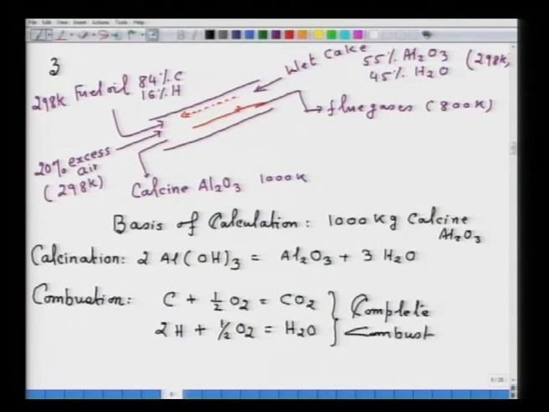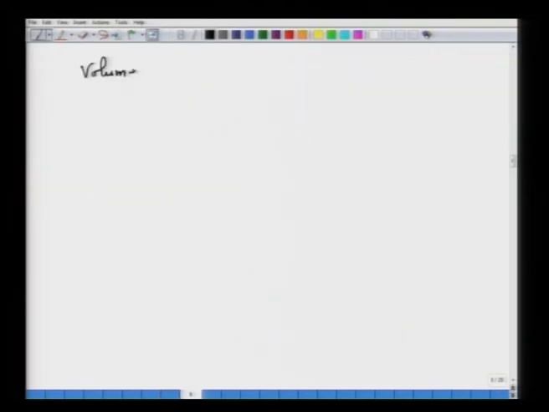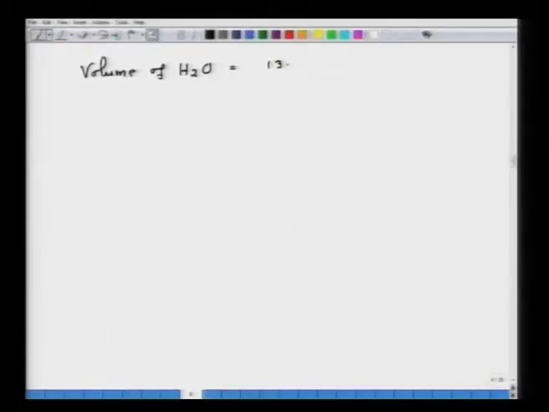It is the complete combustion. So, let us now calculate the volume of H2O in flue gas. That will comprise the volume of hydrogen, that is combustible to H2O, plus the water which is removed from the cake. So, that will be equal to 1376.4 meter cube.